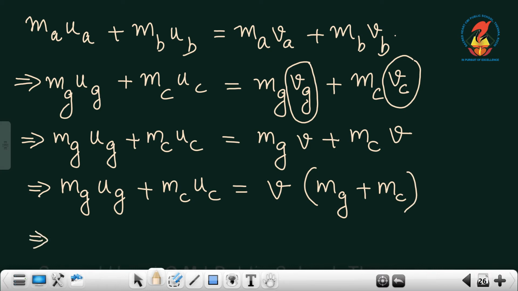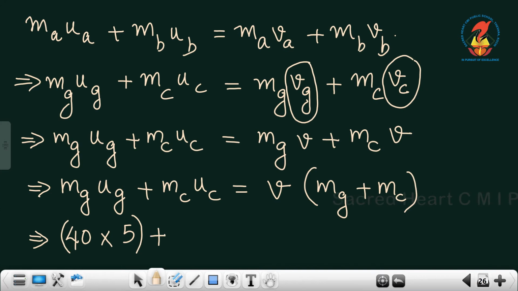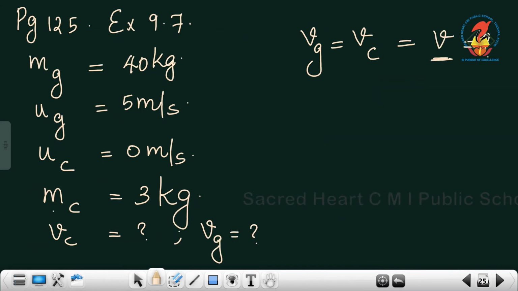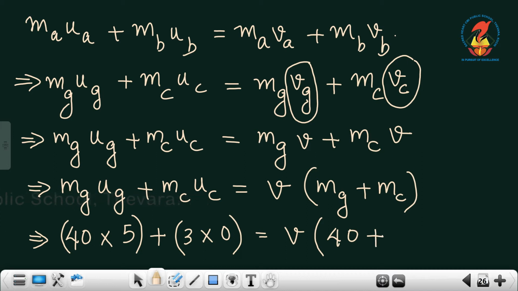Now, let us substitute the values. Mass of the girl is 40 kilogram. So, 40 into Ug, the velocity with which the girl moved, is 5 meter per second. So, 40 into 5 plus mass of the cart. Mass of the cart is 3 kilogram, and initially the cart was stationary, so the initial velocity of the cart is 0. Equal to V into, again mass of the girl is 40 and mass of the cart is 3, 40 plus 3.